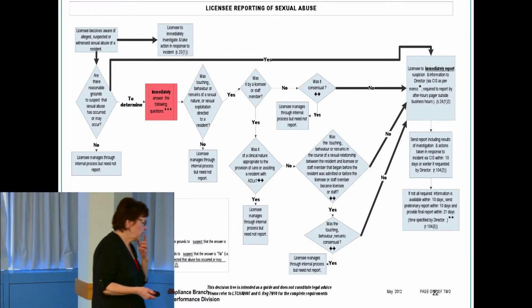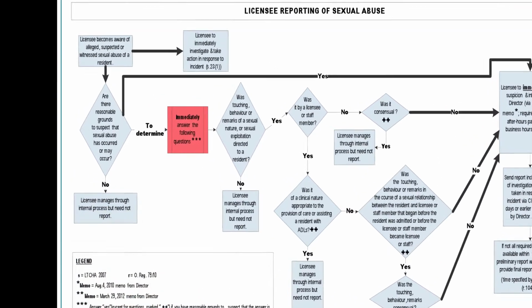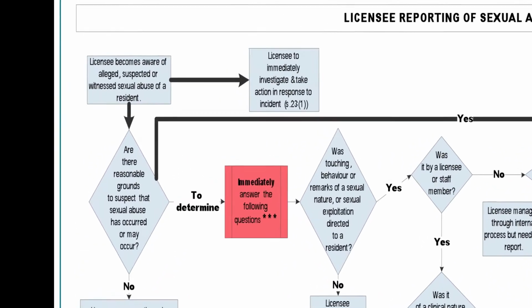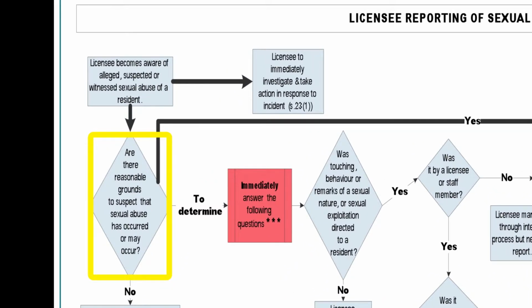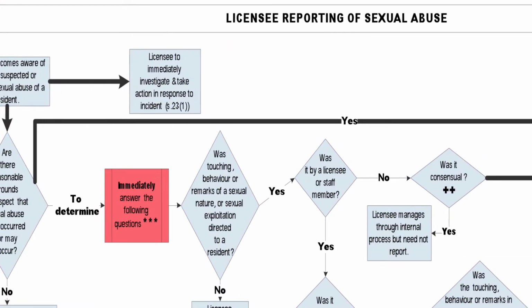Okay, sexual abuse. Again, we're going to look at reasonable grounds to suspect sexual abuse has occurred or may occur. We're going to make the decision right now. We're going to walk through the decision path, so we're not sure. We need to find out.